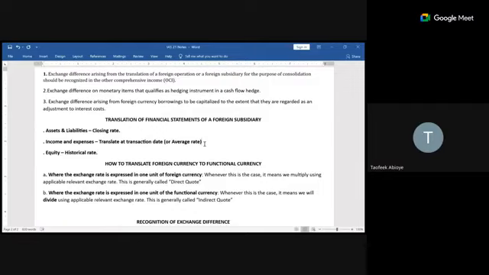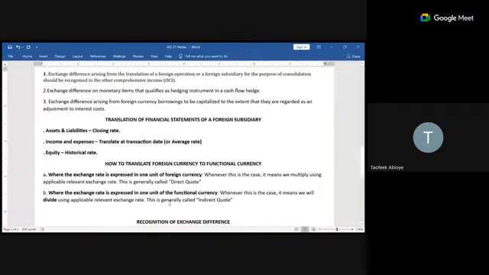Then when we are translating equity items, that means ordinary share capital, retained earnings, share premium, and the reserves, they will be at historical rates. So when we solve questions, you will become conversant with these rates. For people coming from a level where you have not done IAS 21 or foreign subsidiaries before, we are going to discuss this. So now let's move on, please.